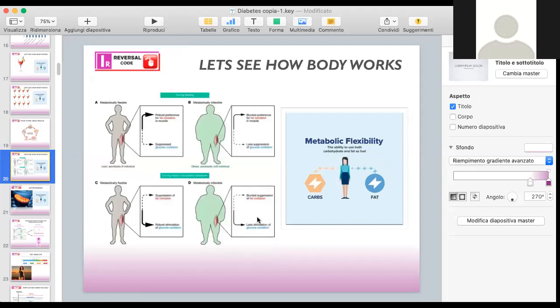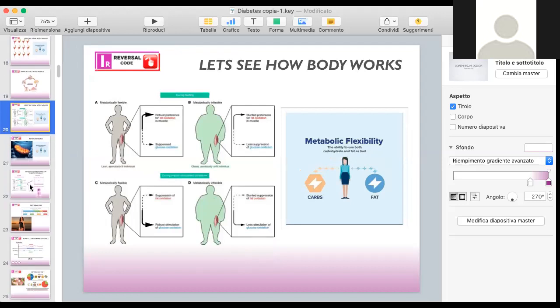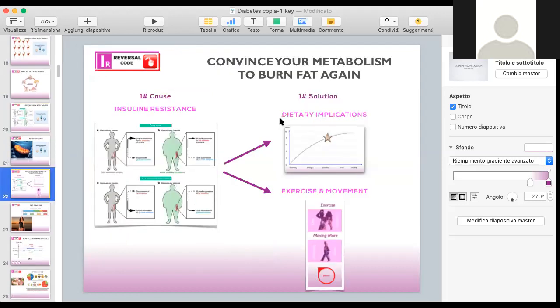This is why, when you have an inflexible metabolism and you try to go on keto without really knowing what to do, you really get your body to shut down. So the answer is really about dietary implementation, which you'll see more specifically later, and then exercise and movement. I know the first question in some of your minds, as you watch this replay, is going to be: okay, how many carbs do I need to eat? How many calories? How much exercise? Which exercise?